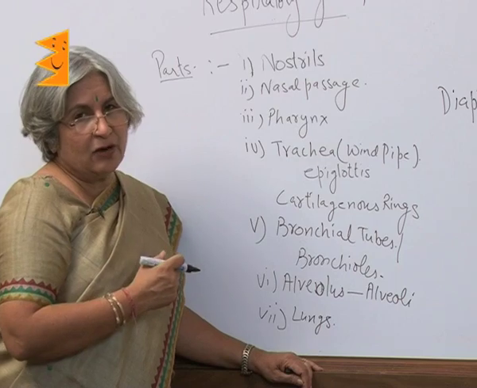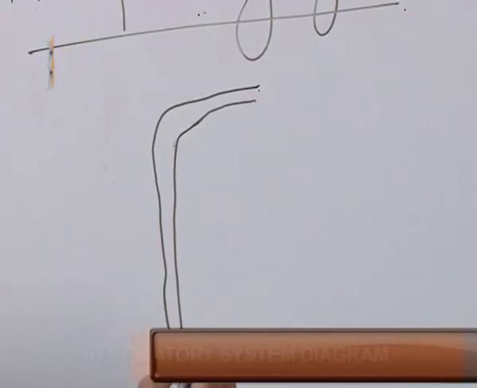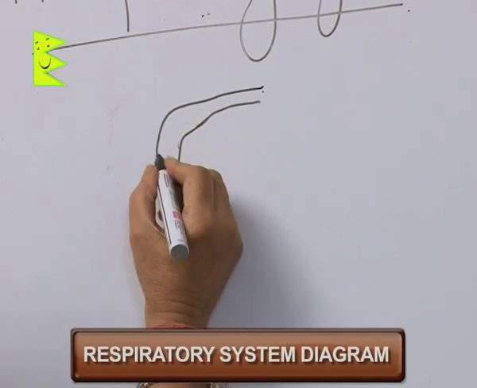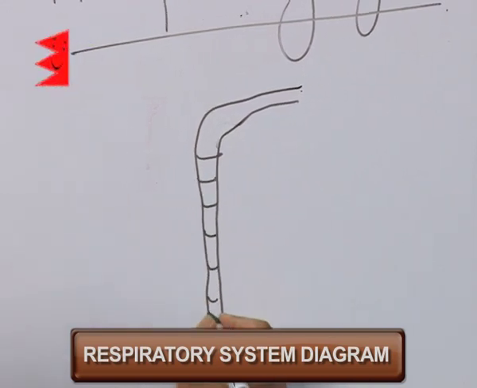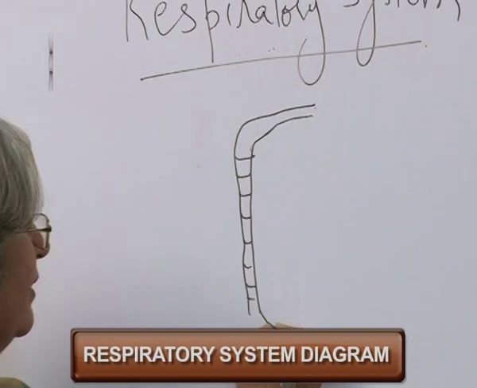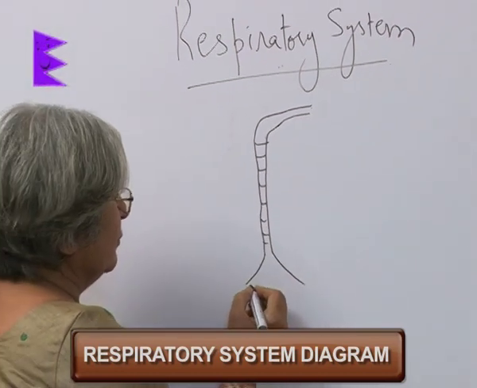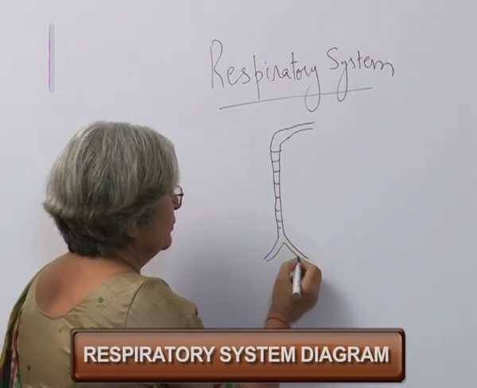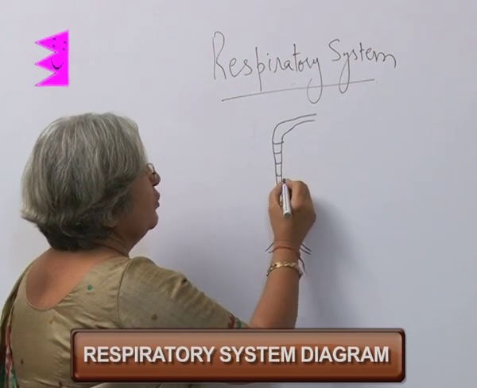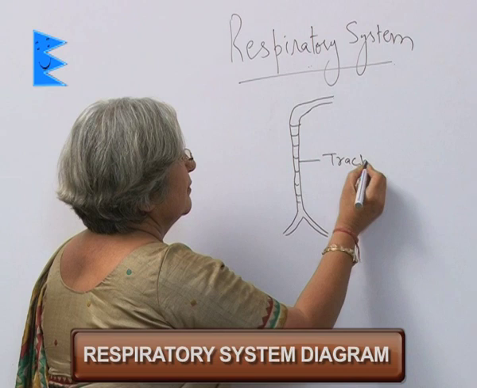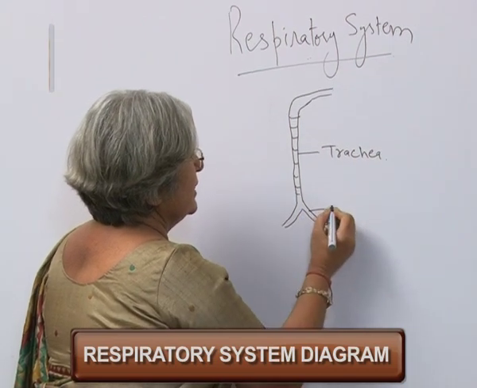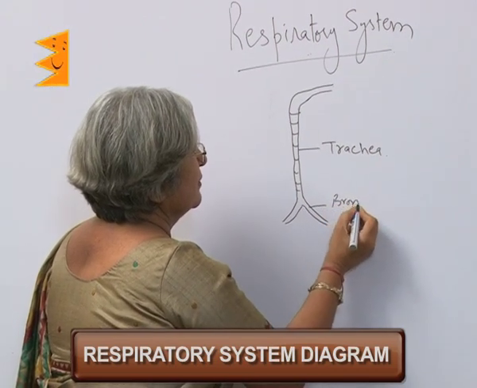Now, we can draw a rough diagram. So, this is the nasal passage, these are the cartilaginous rings in the trachea. Now, here it is dividing into two, the bronchial tubes. This is trachea, this is bronchial tubes.